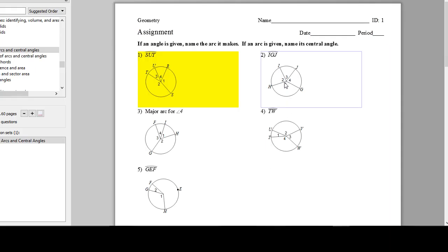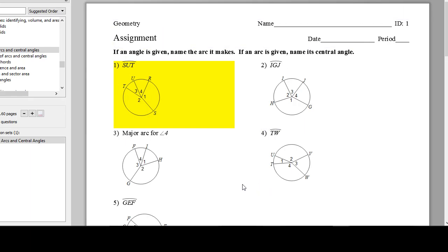Okay, let me blow this up. So we're going from I to G to J. The order does matter, but I can go from I to G to J. So it's including H also. Everything except for the segment that 3 is in. So it's everything except for angle 3.